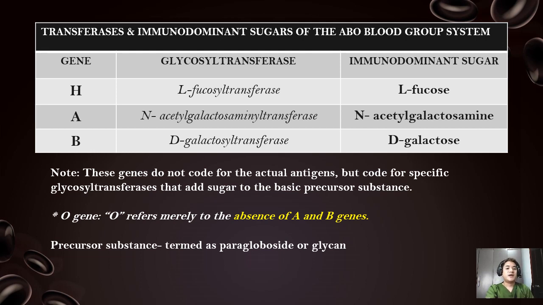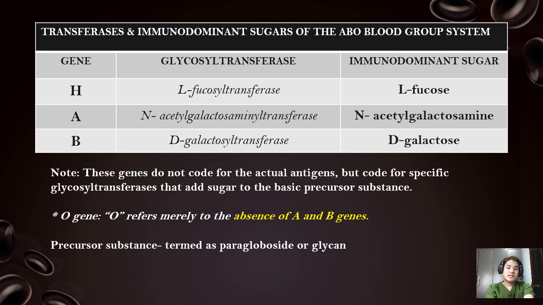They are termed as paragloboside or glycan, which is a complex, interesting structure. However, it takes another time for a more detailed explanation. So moving on. Each gene codes for a specific glycosyltransferase. Therefore, each gene will have varying sugar molecules, and these sugar molecules are specific for each, or in other terms, the immunodominant sugar that builds the specificity for each of the antigens formed.